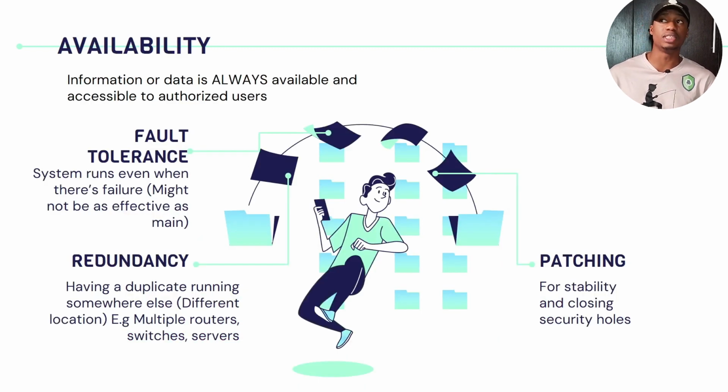Then the third one is availability. For availability, information or data is always available and accessible to authorized users. The key word there is authorized users. If you are not authorized, you shouldn't have access; the data shouldn't be available to you. So I think there are two keywords here: always available, and authorized. So the data must always be available and is for only authorized users.